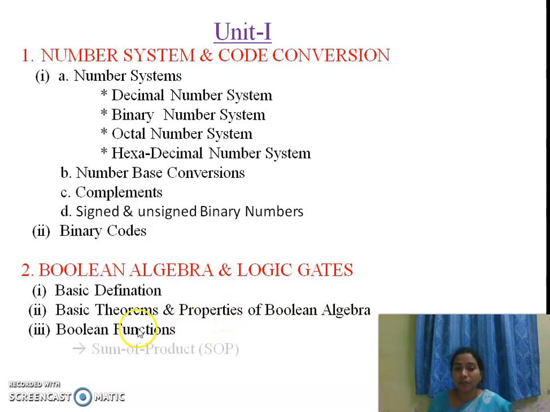Then go for Boolean functions. In Boolean functions, how do we represent a Boolean function? We have two types, SOP form and POS form. SOP means sum of products, POS means product of sums. So how to represent each Boolean function.